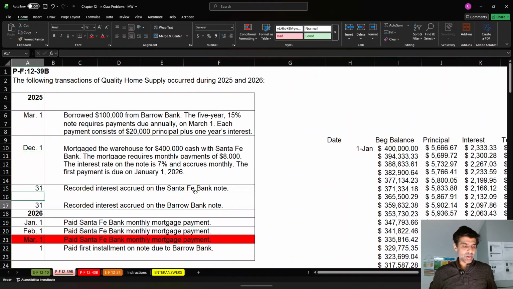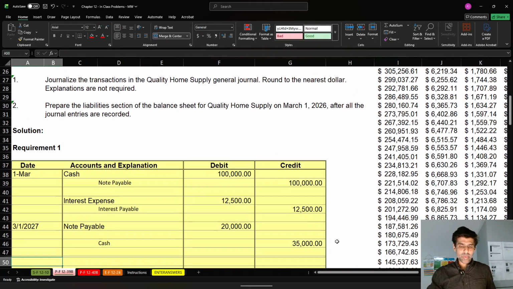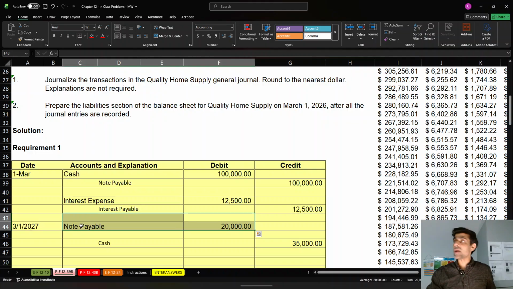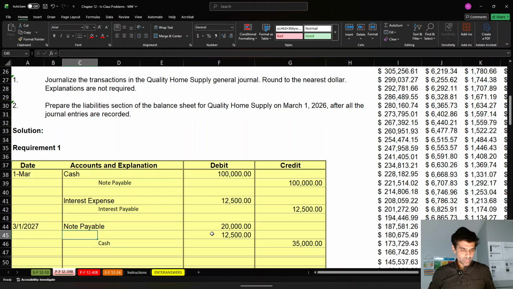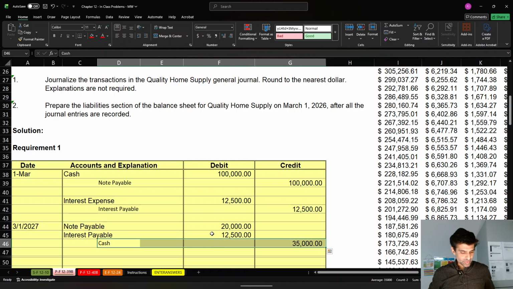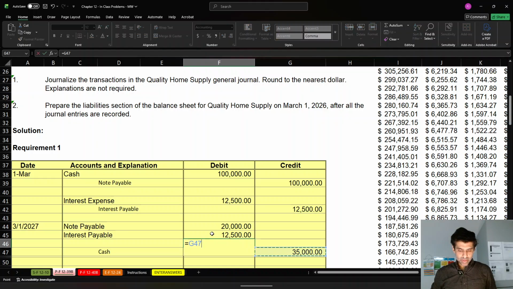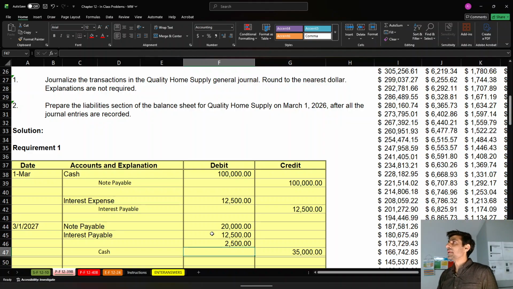Okay, so we know that it's gonna pay down. Remember, we had this $100,000 credit balance. Now we're debiting it, note payable 20,000. The balance now outstanding is 80,000. We're gonna have to get rid of this interest payable. Just move this down to one. Okay, and then this minus this, I still need 2,500 more in debit to make it balance.